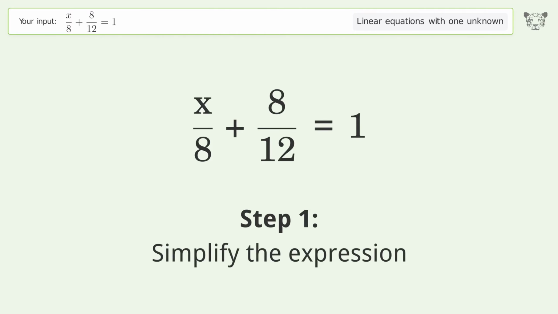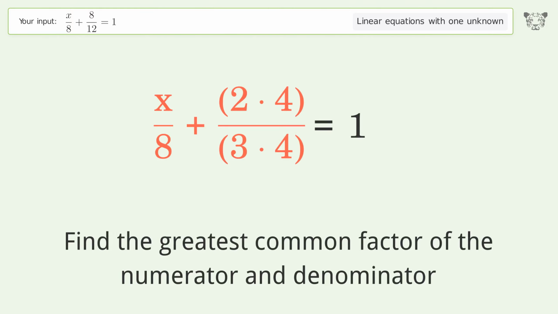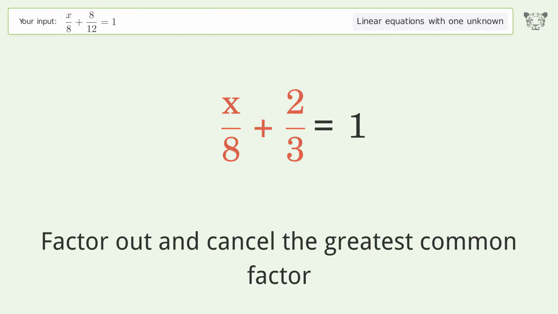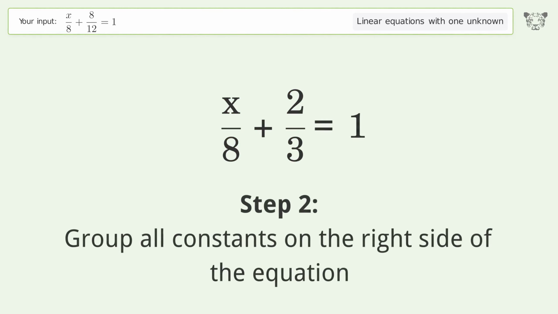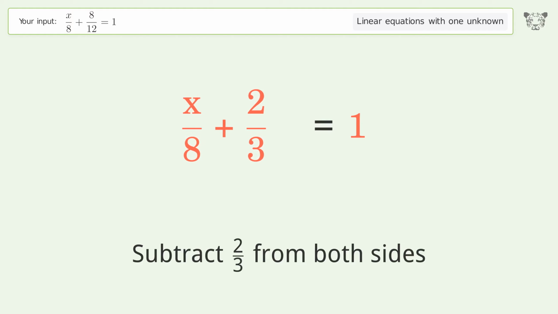Simplify the expression. Find the greatest common factor of the numerator and denominator. Factor out and cancel the greatest common factor. Group all constants on the right side of the equation. Subtract 2/3 from both sides.